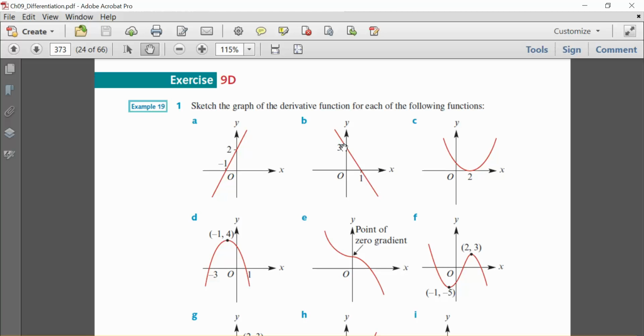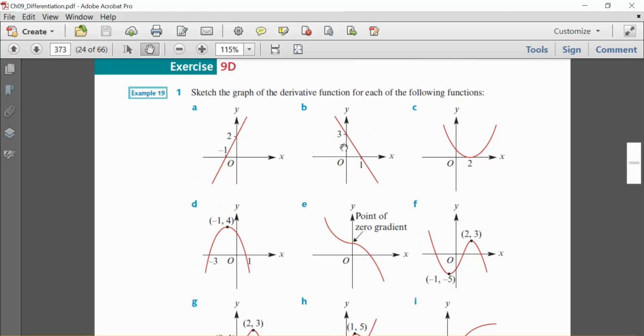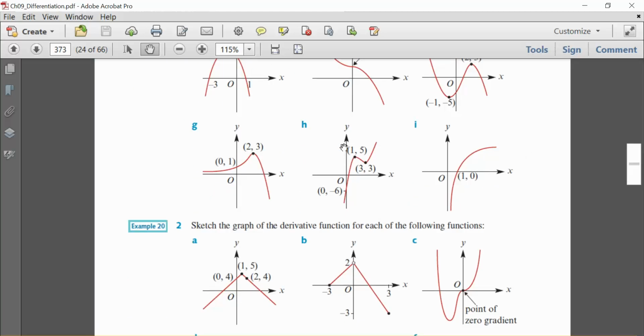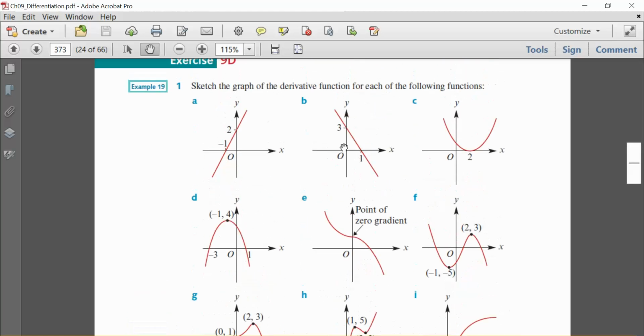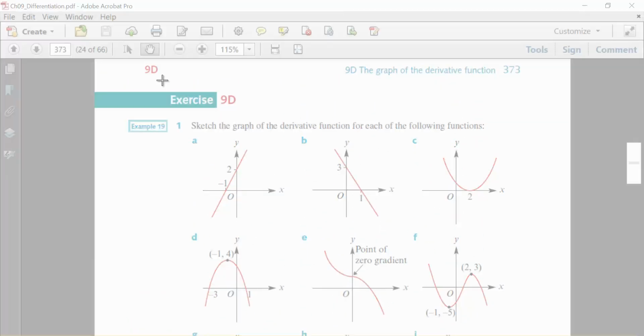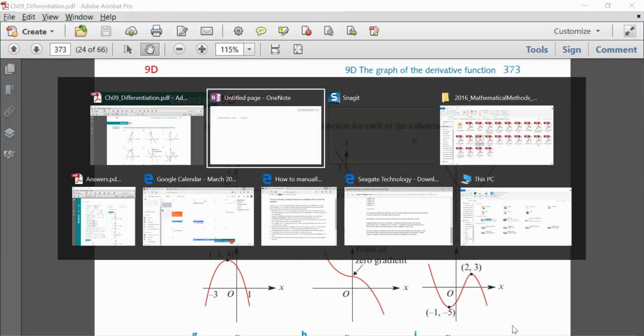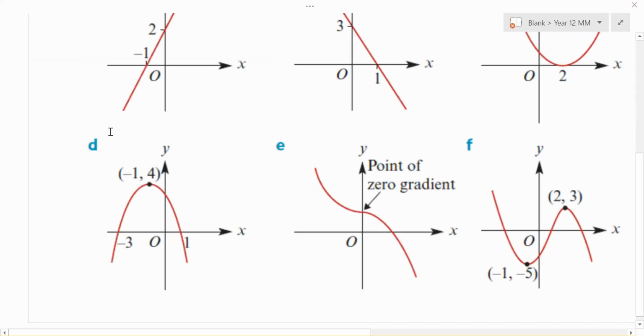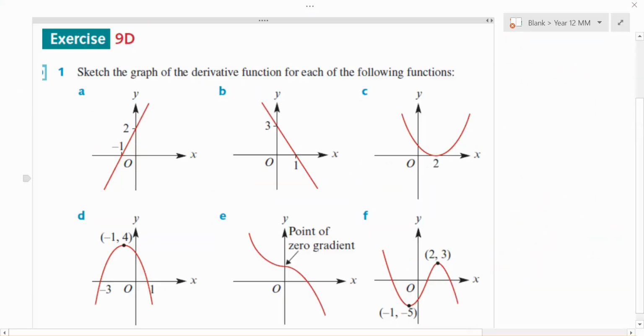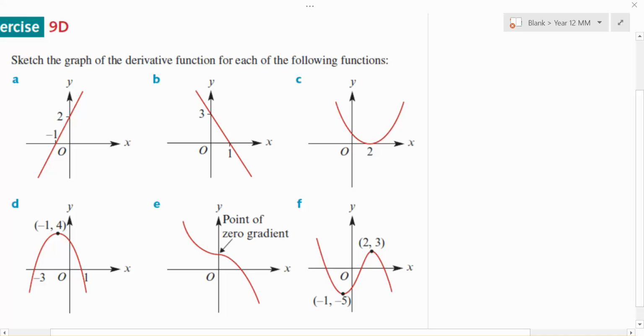So I'm going to have a look at a couple of questions and touch base on the things that you need to pay attention to, right? So let's try. I'm just going to copy the 6 graphs. Okay, I'm just going to start over here. All right, so your goal is to sketch the derivative graph.